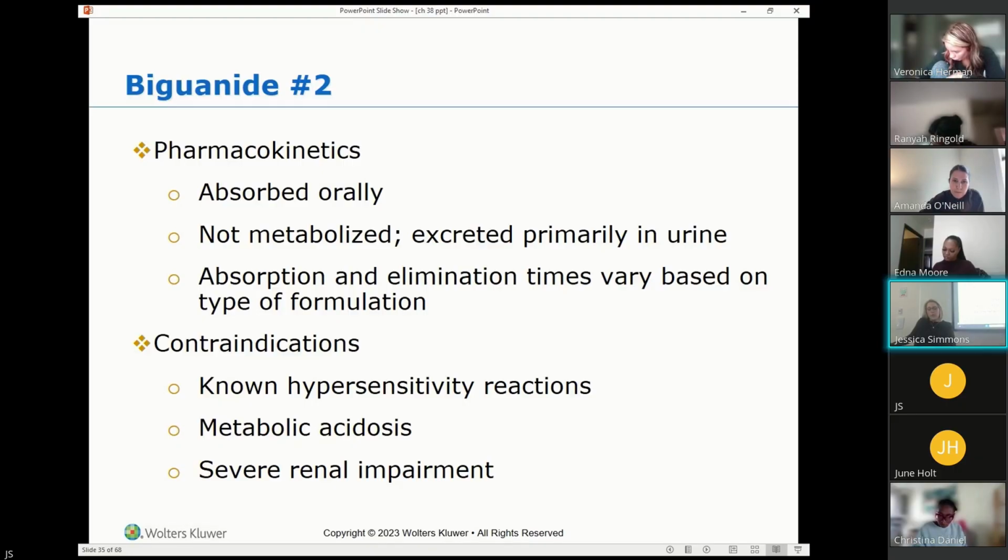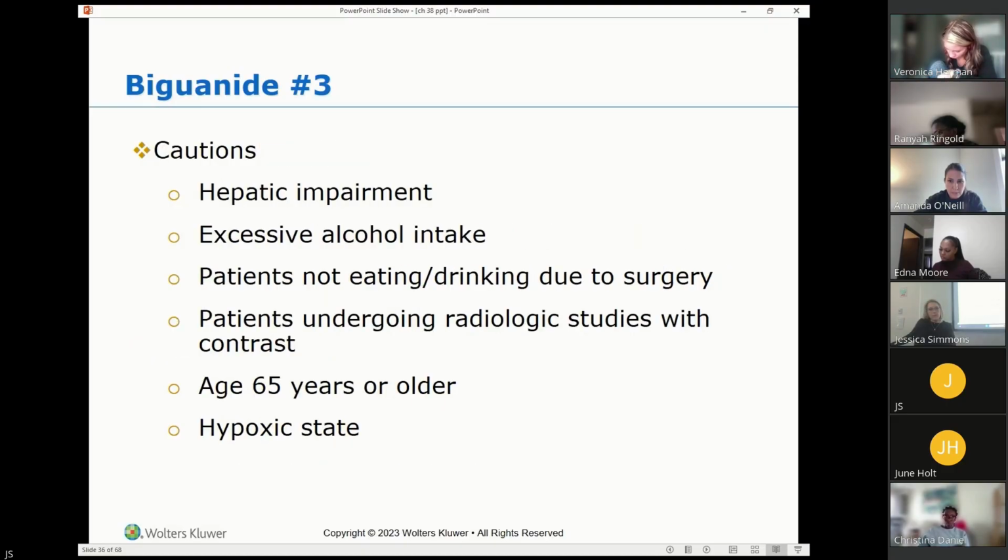Also on page 661, under contraindications and cautions, it is contraindicated in patients with severe renal impairment due to increased risks of side effects, including lactic acidosis. You want to be cautious in patients that have hepatic impairment, excessive alcohol intake, patients that are not eating or drinking due to surgery, undergoing radiologic studies with contrast.